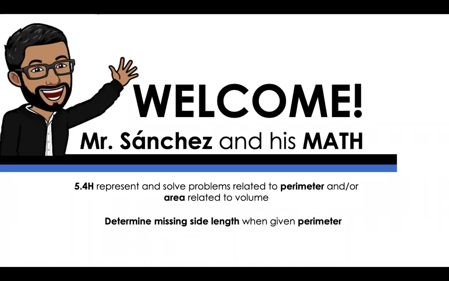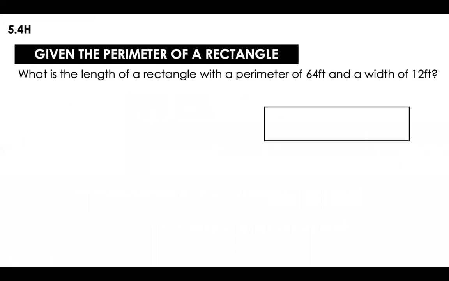Today we're going to be talking about the TEKS 5.4H. Specifically, we're going to be determining the missing side length whenever they give us the perimeter. So let's determine the length of a side when they give us the perimeter of a rectangle.